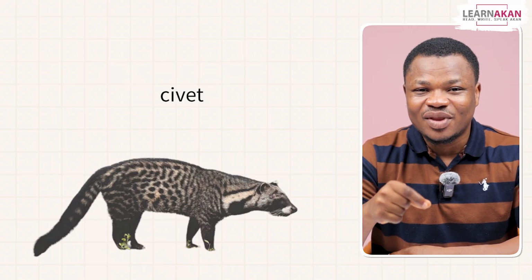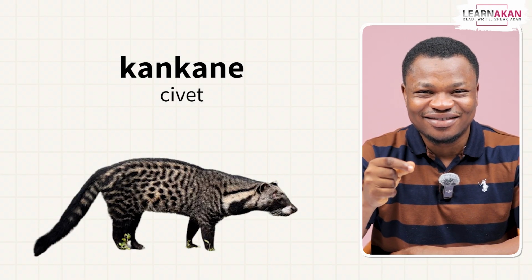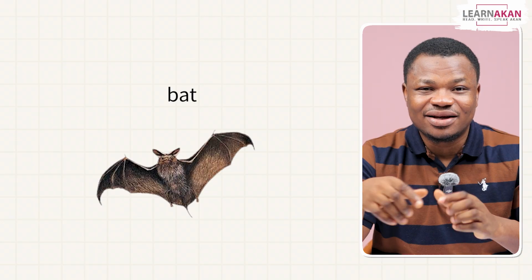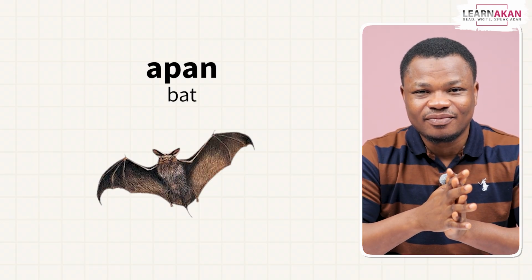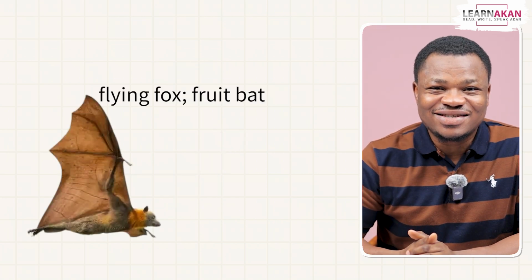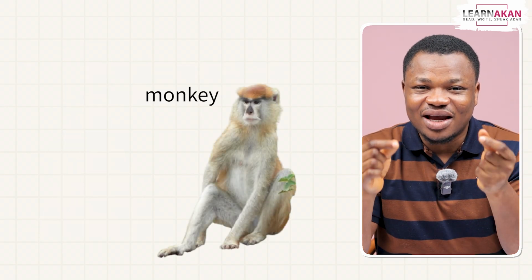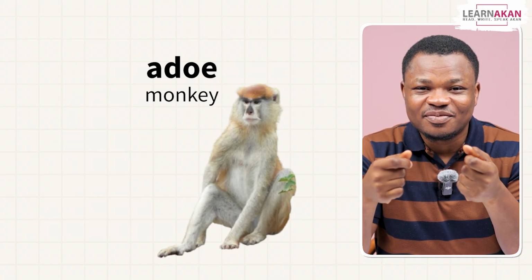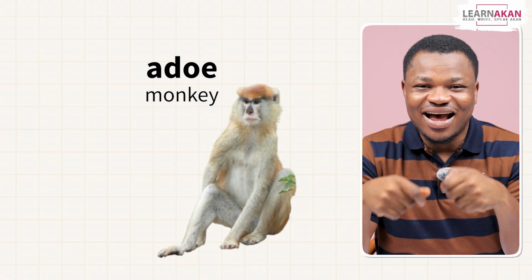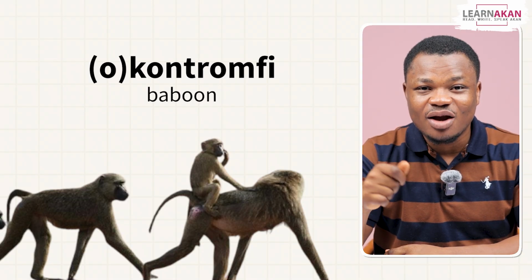We have the civet. The civet is kankani. And then we have the bat. The bat is apine. The flying fox is nankwasiri. We have the monkey, and the monkey is adre. And then we have the baboon, and the baboon is okontrumfi.